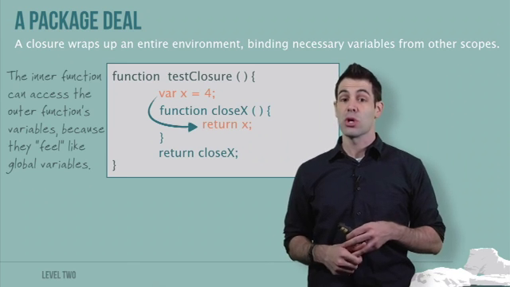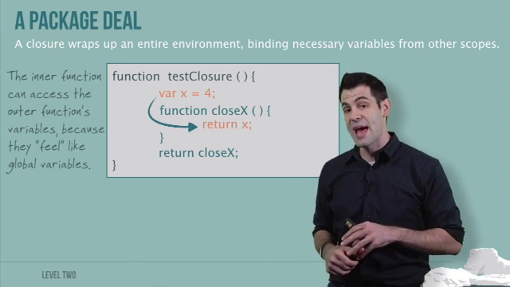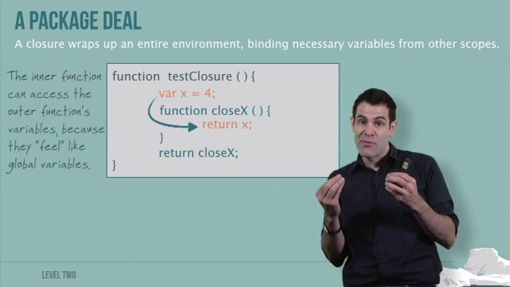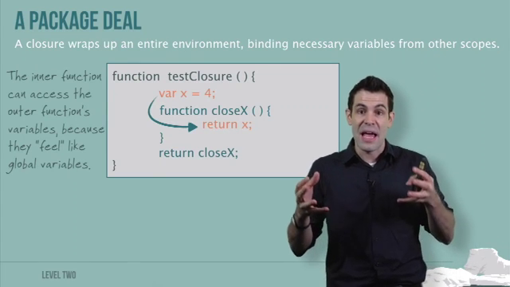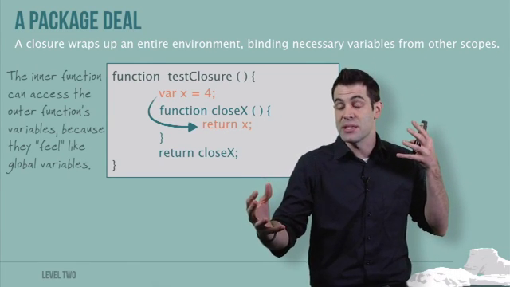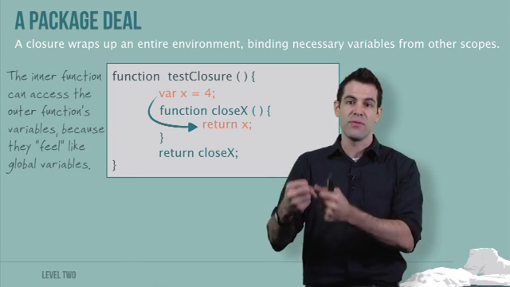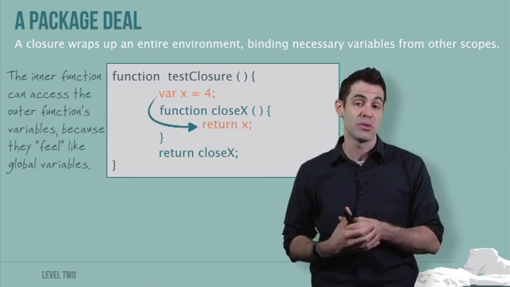So when I say return x inside of the closeX function, closeX looks around in its own local environment for an x and it doesn't see one. So it looks outside there to the global scope inside of testClosure, finds that x, and assigns the 4 to the x inside of the innermost function.